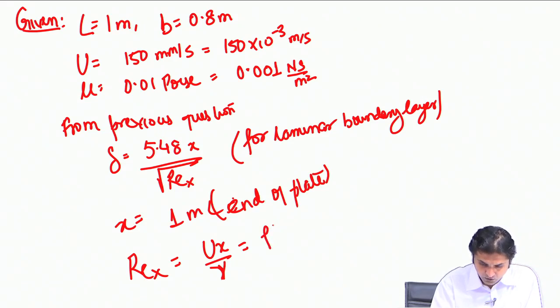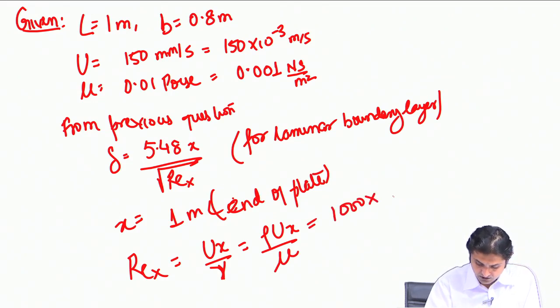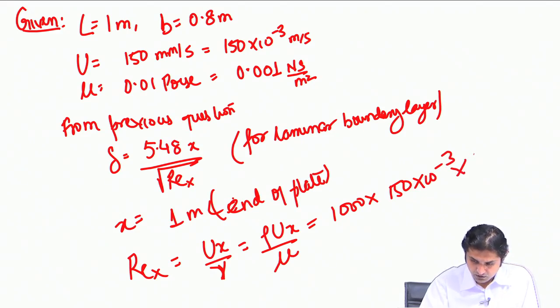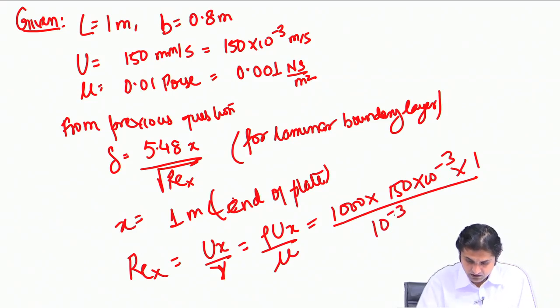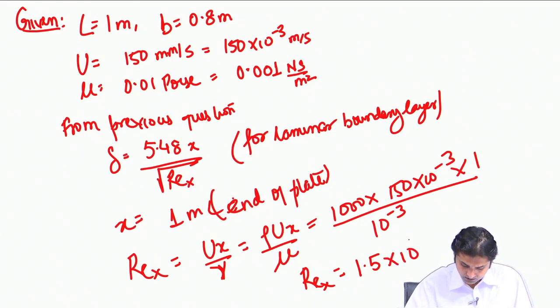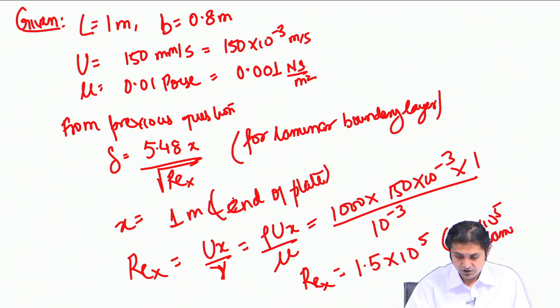So Reynolds number at this position will be Ux by nu, or rho Ux by mu. So 1000 is the density of the water, 150 into 10 to the power minus 3, into x which is 1 meter, divided by mu which is 10 to the power minus 3. So Reynolds number at x is going to be 1.5 into 10 to the power 5, and of course it is less than 5 into 10 to the power 5, which means laminar. So our assumption was okay.